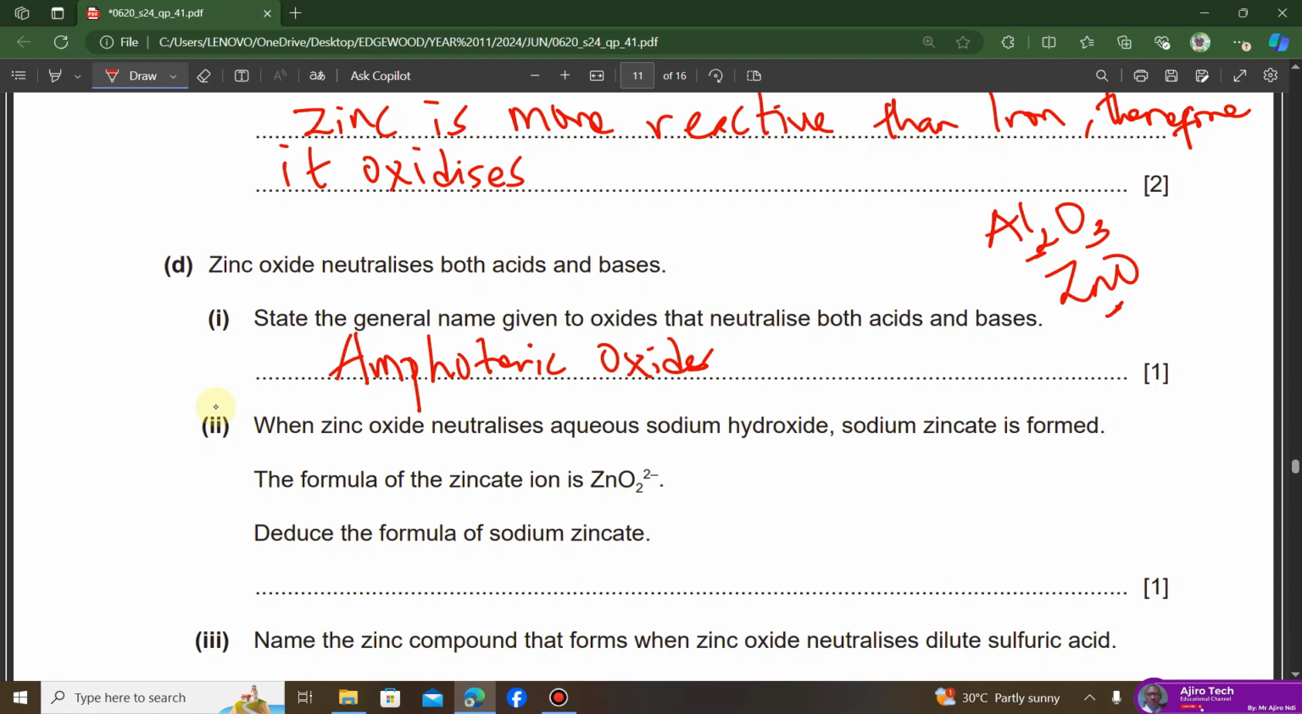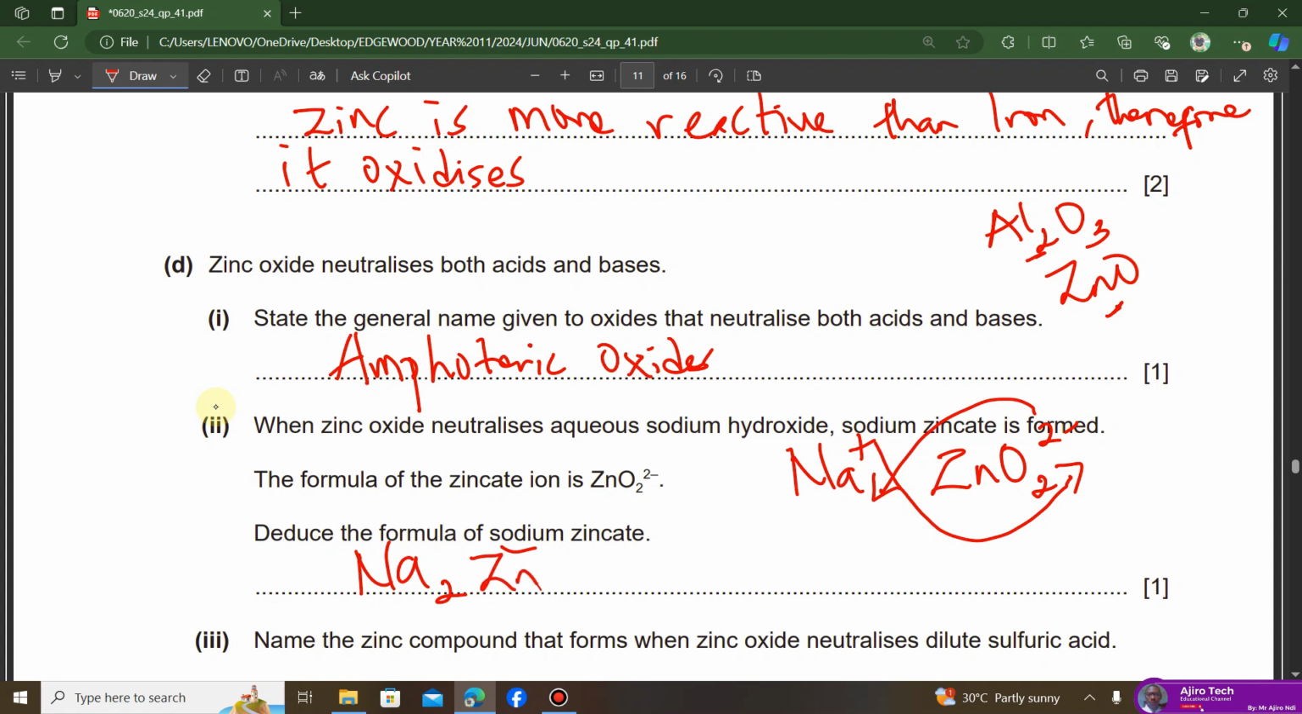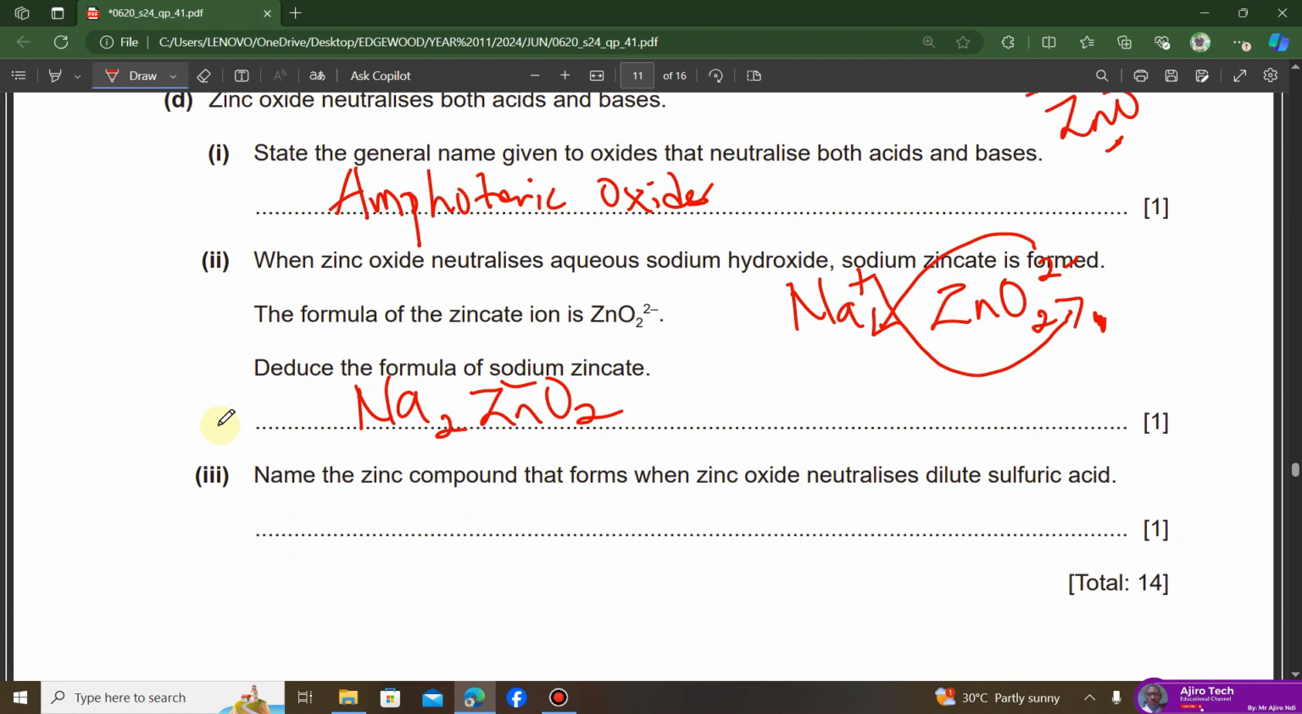When zinc oxide neutralizes aqueous sodium hydroxide, we have to write the formula of sodium zincate. Na+ is in group 1, so sodium is in group 1, and this is the zincate ion, ZnO2 2-. Like we said earlier, they interchange their powers excluding the charge. So this simply becomes Na2ZnO2, because the 1 multiplied by anything is simply that same coefficient, so it doesn't really have an impact. So that's the correct formula of sodium zincate.